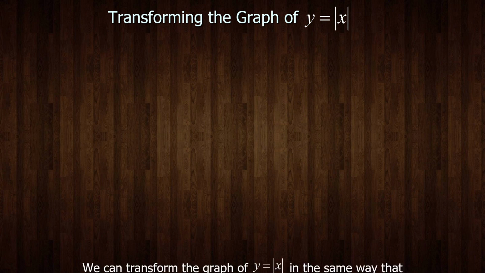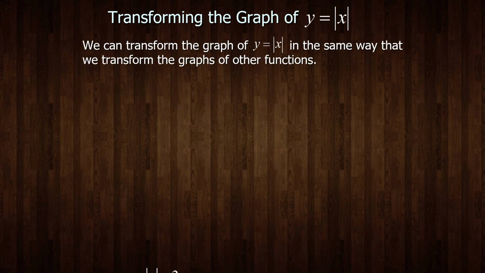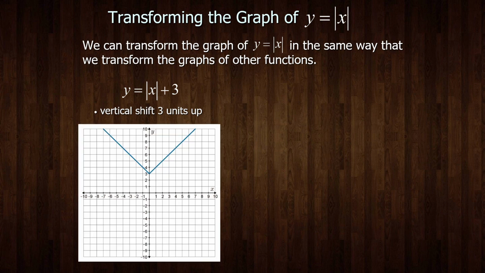And guess what? We can transform this function just like we transform other functions, no problem. Let's take a look at a couple of examples here. y equals the absolute value of x plus 3. Well, of course, this transformation is just a vertical shift 3 units up. So if we take that original absolute value graph and shift it up 3 units, we get a graph that looks like this.